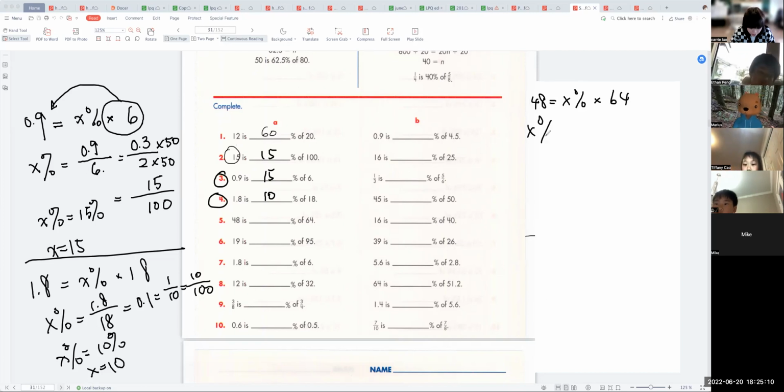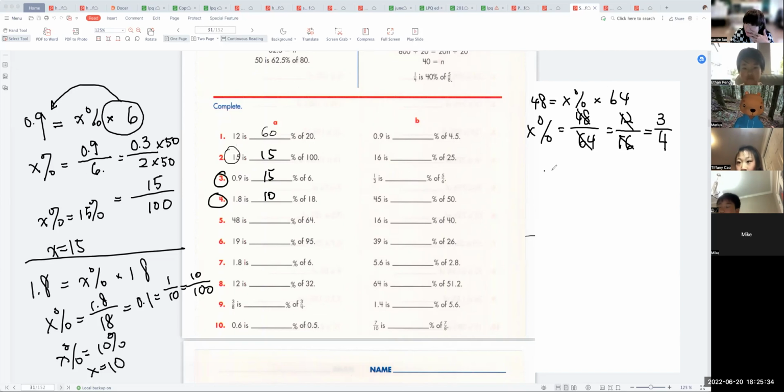So X percent equals what? 48 divided by 64. Very good. So what is that? This is 4, so it's 12, right? So 12 and then 16, and then 3 and 4. So X equals what?